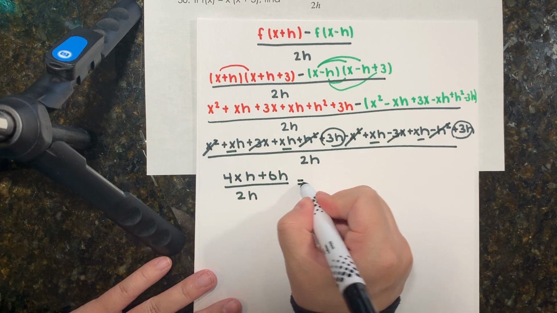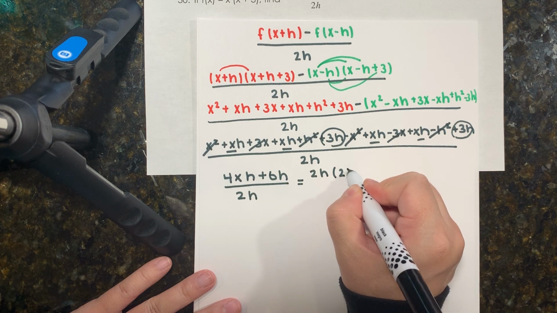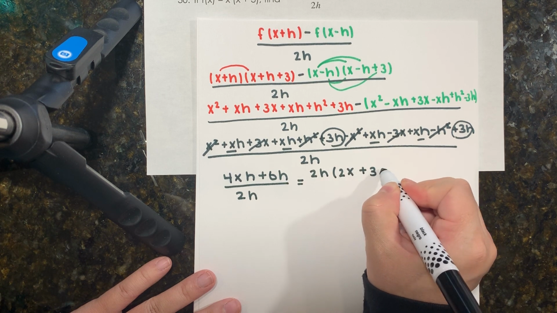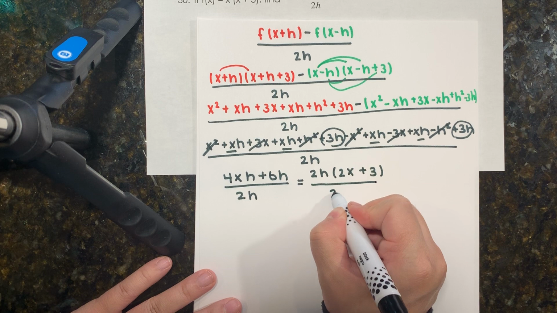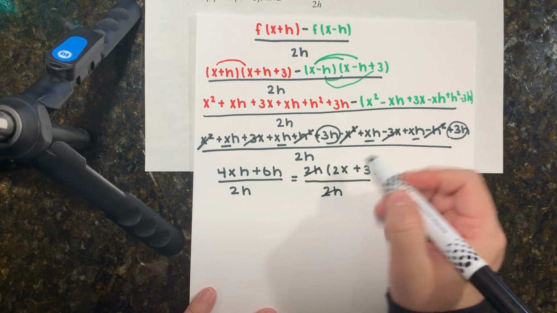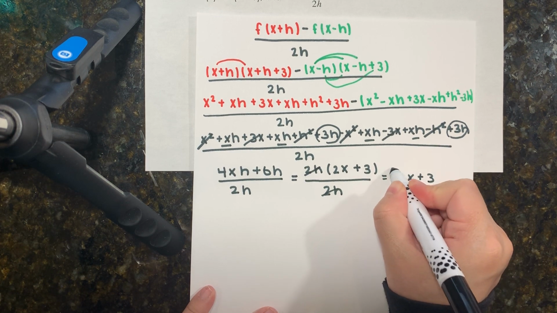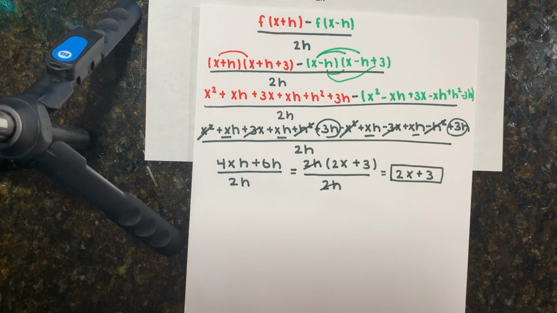Now you should see in the numerator you can factor out a 2 and an h, which would leave you with 2x plus 3 over 2h. Now your 2h's cancel, and you're left with 2x plus 3. And that is your result.